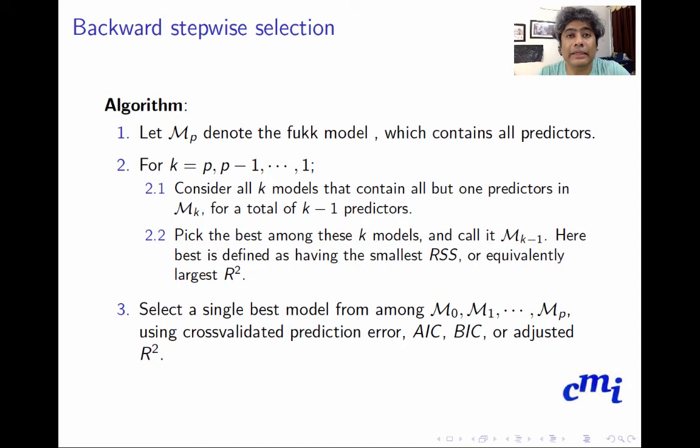The third algorithm that is very popular is backward stepwise selection. In this case, the difference is that instead of starting with the null model, it starts with the full model. Mp denotes the full model. It starts with all the features in the model, then drops one feature from there and picks the model which is the best. You keep doing that, and that's why it's called backward stepwise selection.